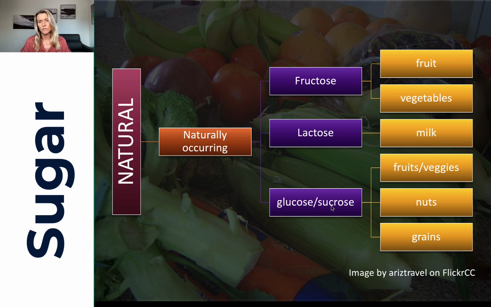Glucose and sucrose. So these will be in fruits and veggies, nuts and grains. Like I said, to a small extent fructose. But this is something you should know. This type of sugar occurs naturally in the food, not the food product, just a whole food.